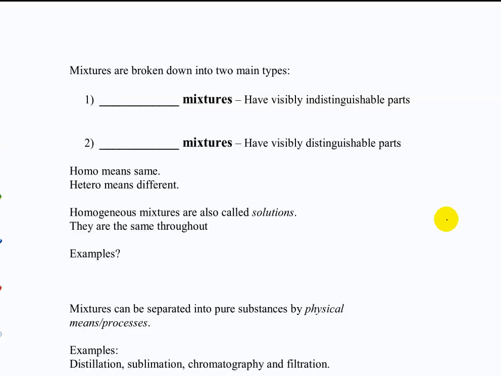So we need two different types of mixtures to talk about. We have heterogeneous mixtures. We have homogeneous mixtures, which have visibly indistinguishable parts. And I'm even going to go a little bit beyond that in a minute. But let's talk about the opposite also, heterogeneous mixtures, which have visibly distinguishable parts.